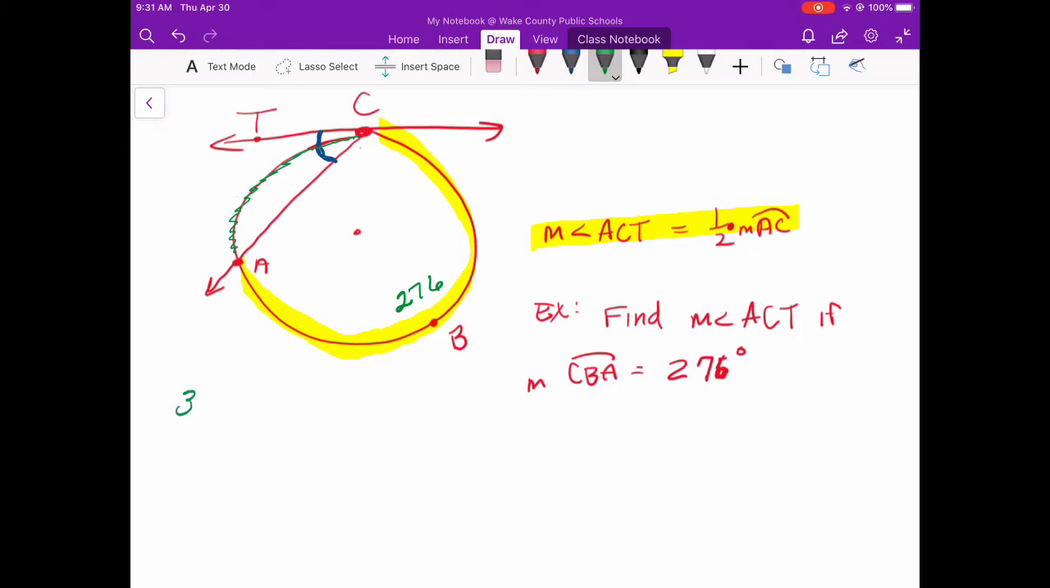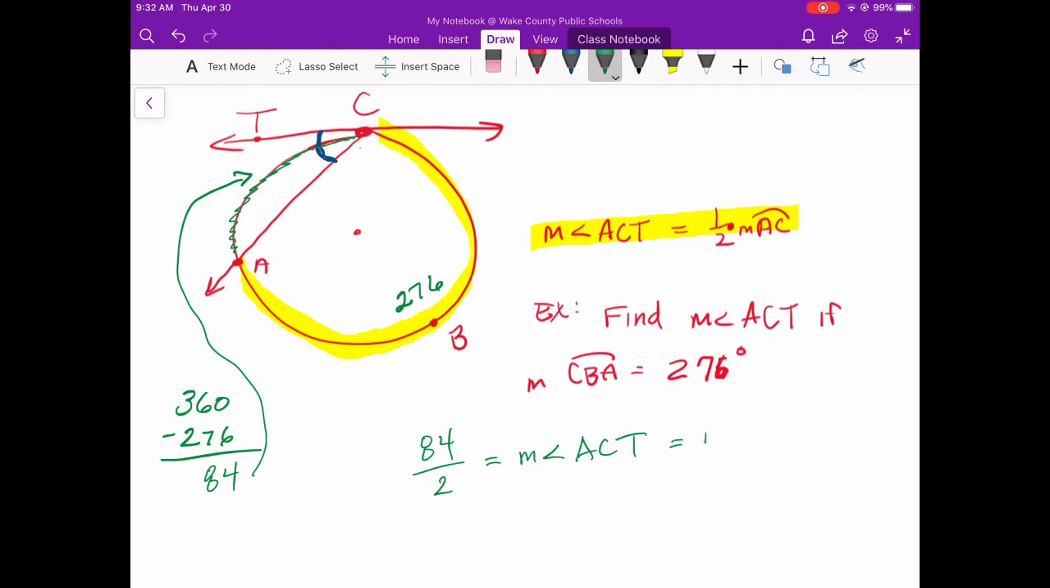So what I'm going to start out with is the total arcs of 360 degrees, and I'm going to subtract the 276 that we know is our major arc, but is not the arc that I need to cut in half. So I'm going to find the difference between these. So really quickly, I'm going to do my subtraction and figure out that this is going to give me 84 degrees. So the measure of this arc here is going to be 84 degrees. The measure of that angle is half of that arc. So 84 divided by 2 is going to be the measure of angle ACT, which is 42 degrees. So that's the relationship here when a secant and a tangent intersect on a circle.